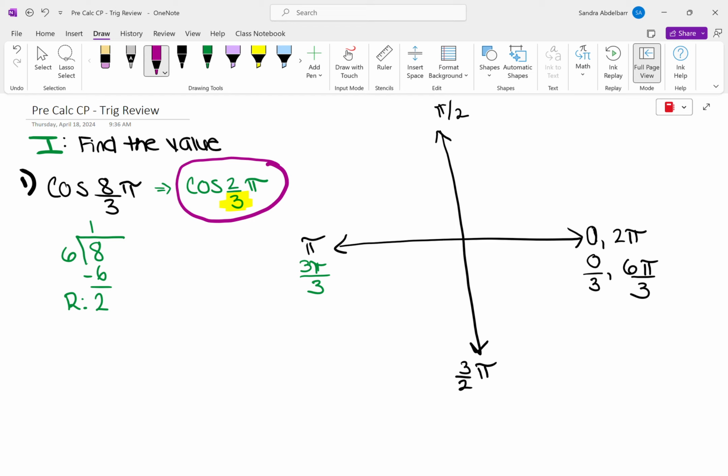Okay. Which quadrant am I making this triangle in? Quadrant 2. Why? Because this is 3 pi over 3, and we move counterclockwise. So anything below this would be bigger than 3 pi over 3, like 4 pi over 3. But 2 pi over 3 would be just right above it. So that means we're in quadrant 2. So I'm going to make my triangle.